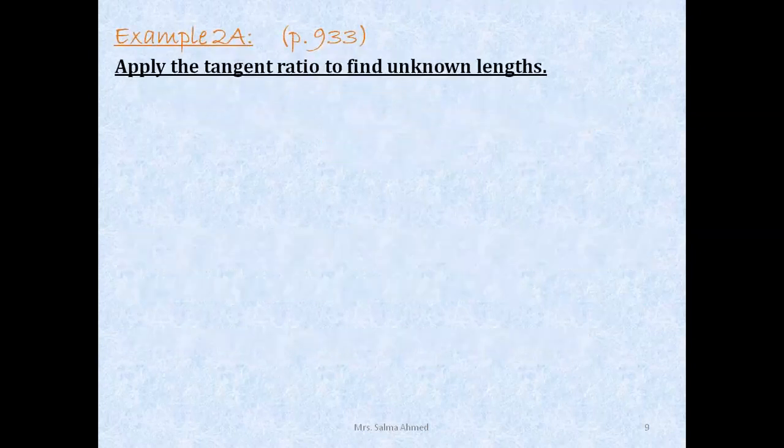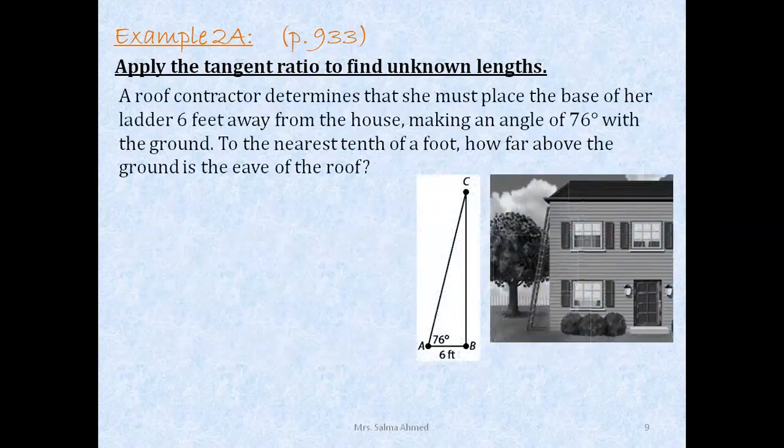Example 2a, page 933. Apply the tangent ratio to find the unknown length. So here we have an unknown side and I need to find it. A roof contractor determines that she must place the base of her ladder 6 feet away from the house, making an angle of 76 degrees with the ground. To the nearest tenth of a foot, how far above the ground is the eave of the roof? So I need to find BC.